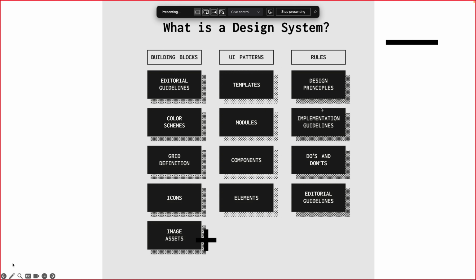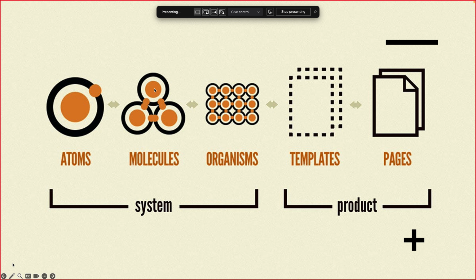And they also include the foundation layer, actually, which is of building blocks and rules. These rules are made up of design principles, best practices, implementation guidelines, dos and don'ts, several things. So in a nutshell, you can understand a design system as just like the molecular world and the biological world: atoms combine together to make up molecules, which make up organisms.